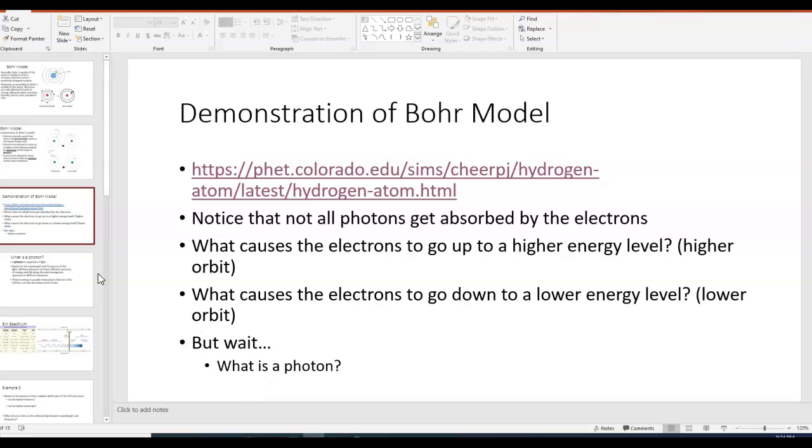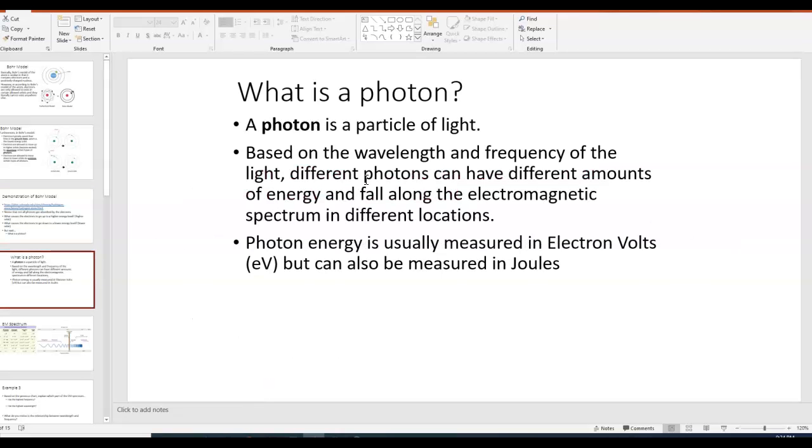Now again, what is a photon? A photon is a particle of light. And so based off of the wavelength and frequency of light, different photons can have different amounts of energy and fall along the electromagnetic spectrum in different locations. Now, we didn't talk about the electromagnetic spectrum, but I'll show you a brief picture of the electromagnetic spectrum in just a second. Now, one thing you need to be very aware of.